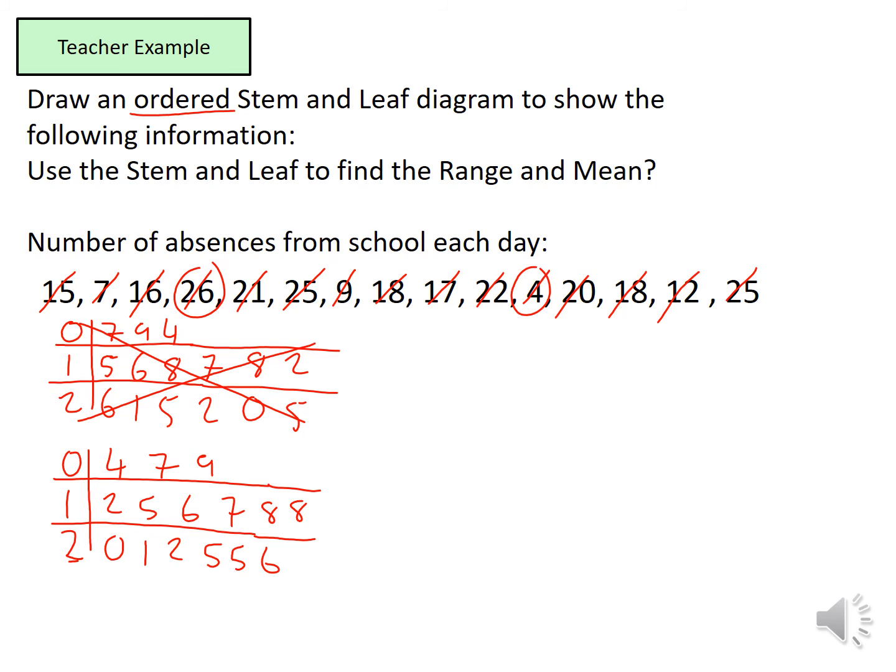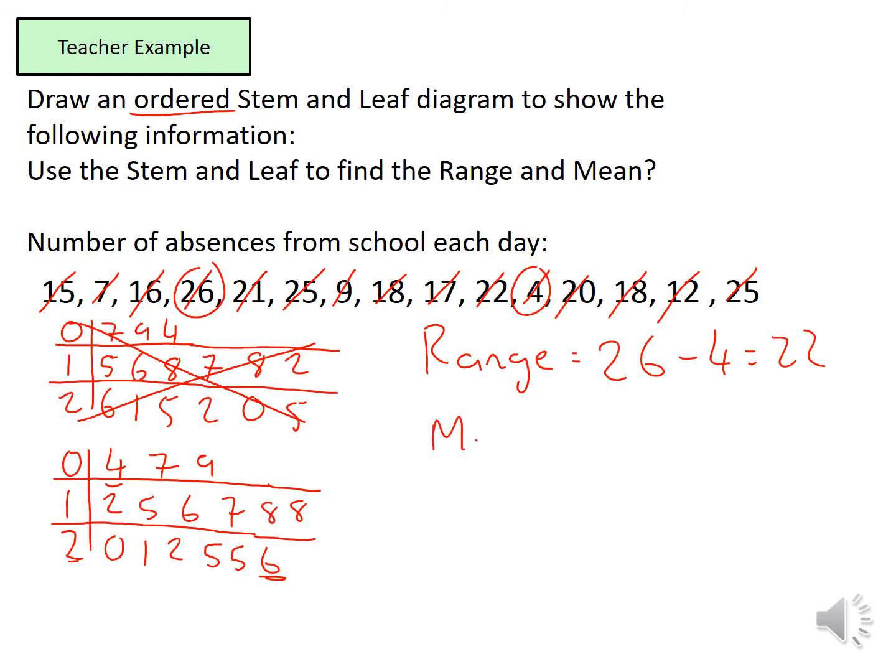I can now work out the range and mean. So we'll start with the range. Range is your biggest number, take away your smallest number. So my biggest number is over here. Again, read it carefully. This number is not 6, it is 26. And my smallest number is 4. So 26, take away 4, my answer is 22. So the range for this stem and leaf diagram is 22.